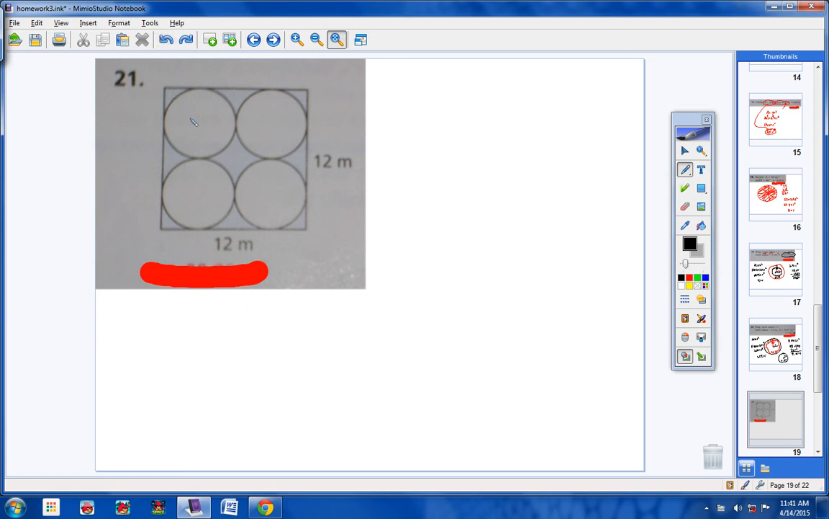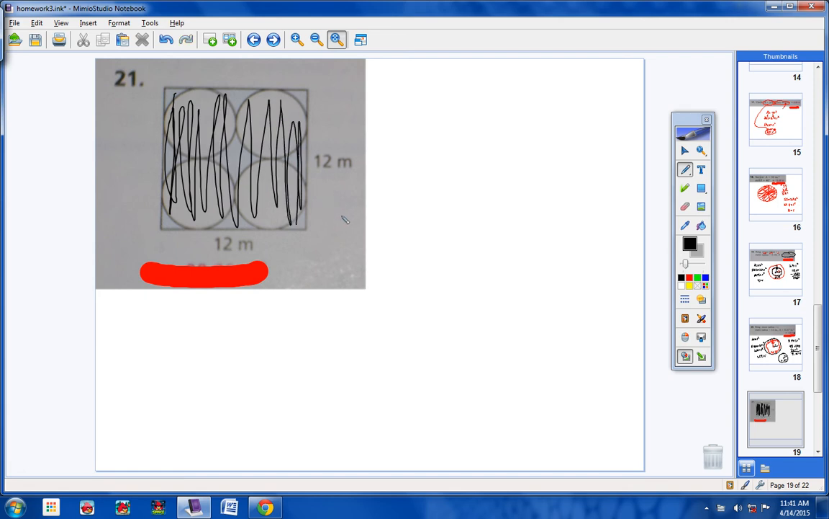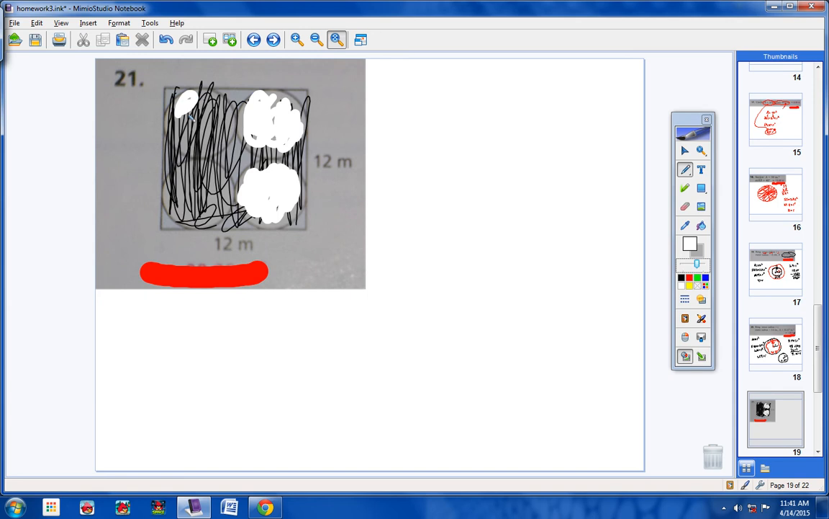So all that you have to do is find the area of this entire square. And then subtract out the 4 circles. So if you subtract out that circle there, you get the point. Subtract out that circle there. Subtract out that circle there. And subtract out that circle there. Then you're left over with the shaded part.